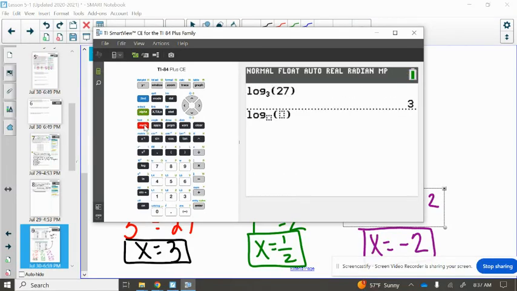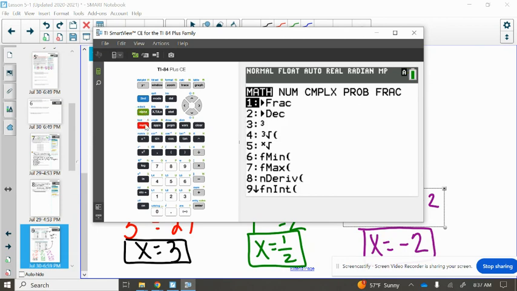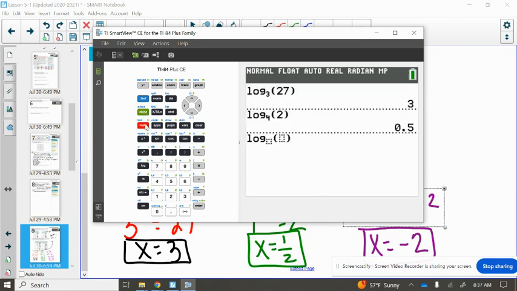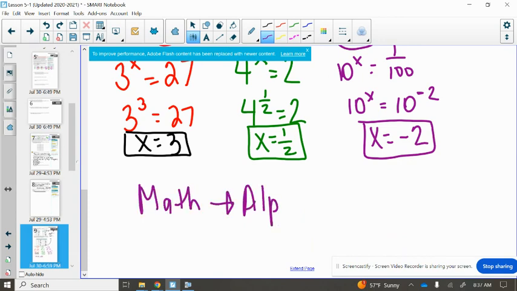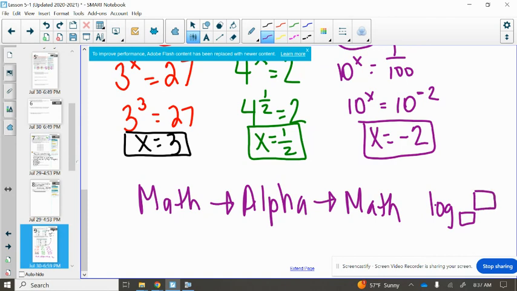If we test out the second one, log base 4 of 2, we get 1/2. Or math, alpha, math, log base 10, which officially we could have just used the common log button, of 1 divided by 100 is -2. So our calculator is verifying for us those answers we got by hand. So again, math, alpha, math, to get that log to type in.